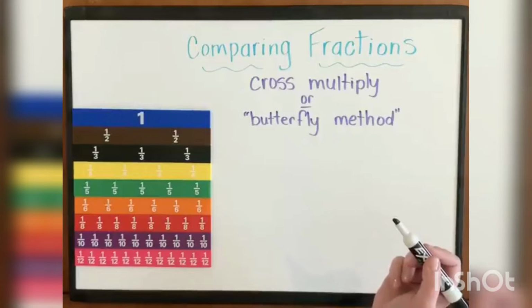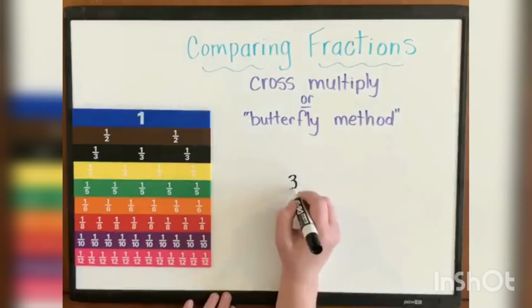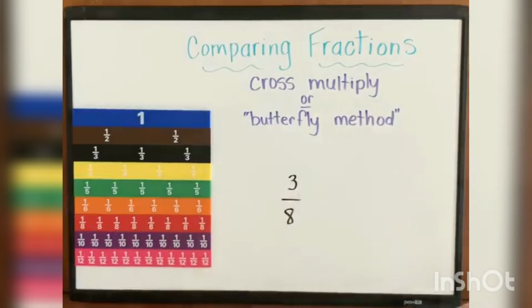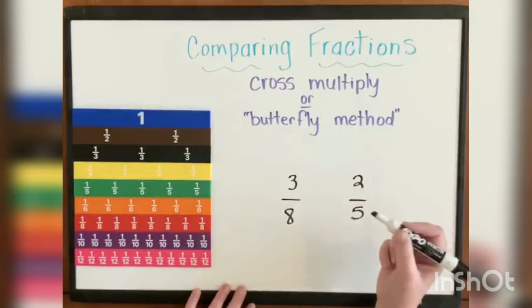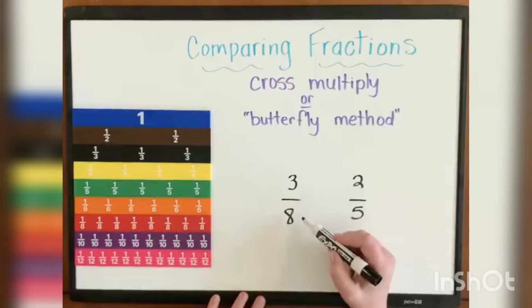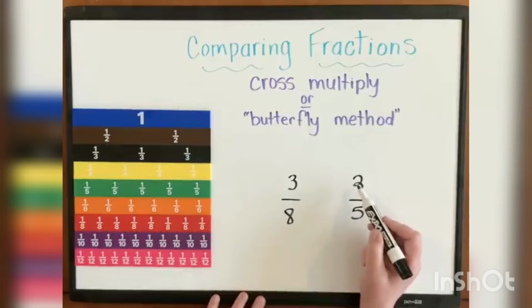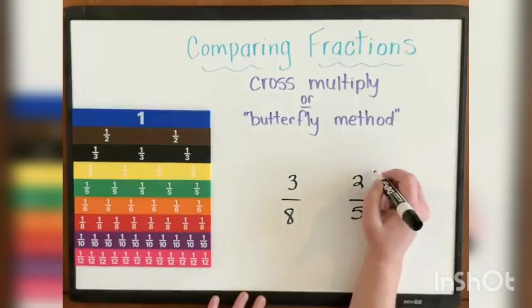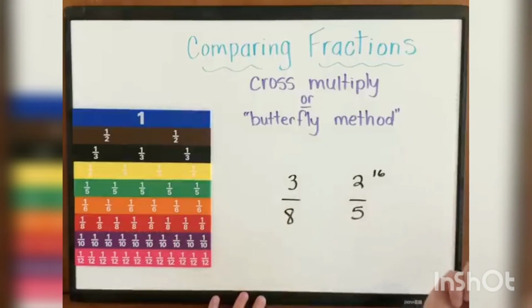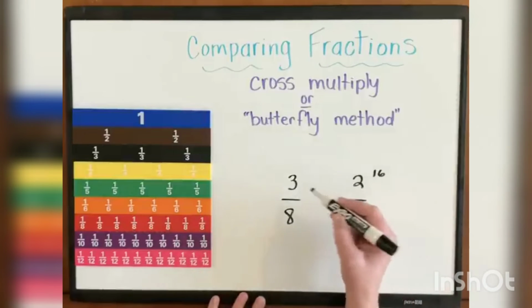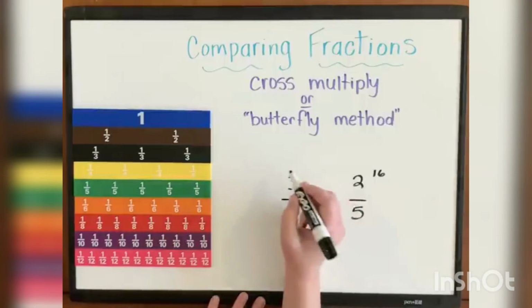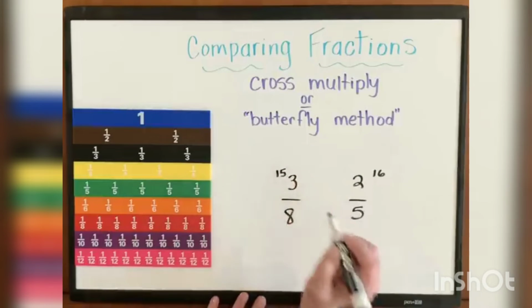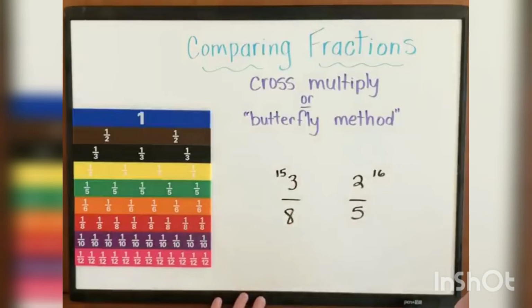Let's do some examples. Say I have the fraction 3/8 and I want to compare it to 2/5. Let's cross multiply. To cross multiply, I'm going to multiply my bottom denominator by my top numerator. 8 times 2. Well, I know 8 times 2 gets me 16. I like to put a tiny 16 up in that corner. 5 times 3, denominator times numerator. 5 times 3 is 15. I like to put that in the top corner, as small as I can.